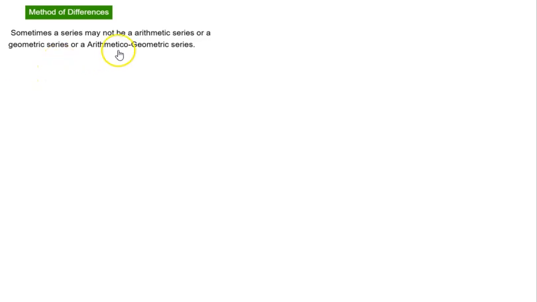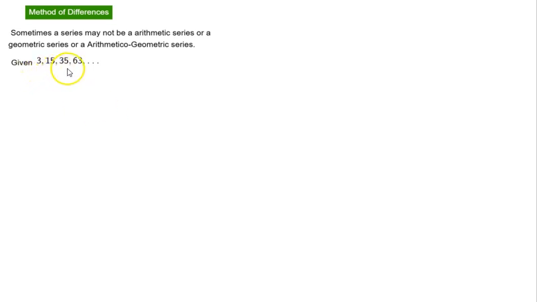Let us look at the method of differences for evaluating a series. Sometimes a series may not be an arithmetic series, a geometric series, or an arithmetico-geometric series. So let's look at one of them.